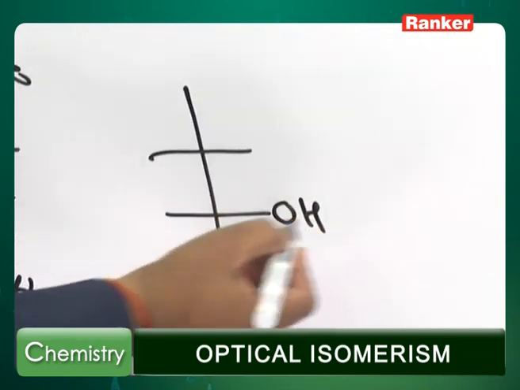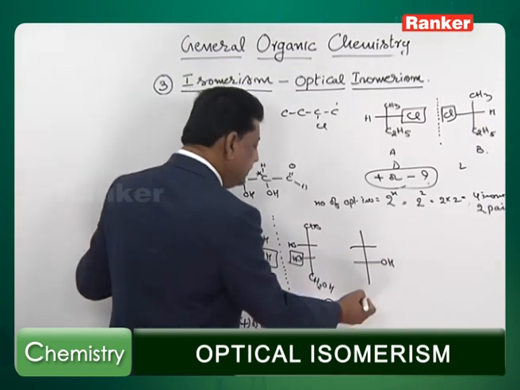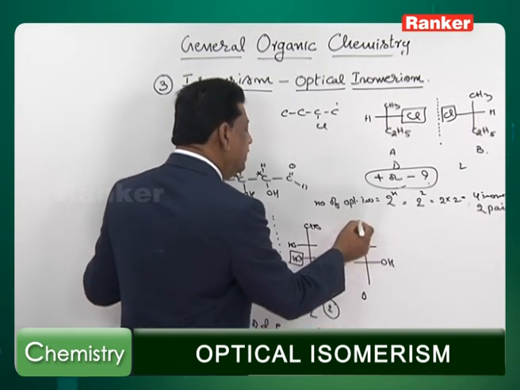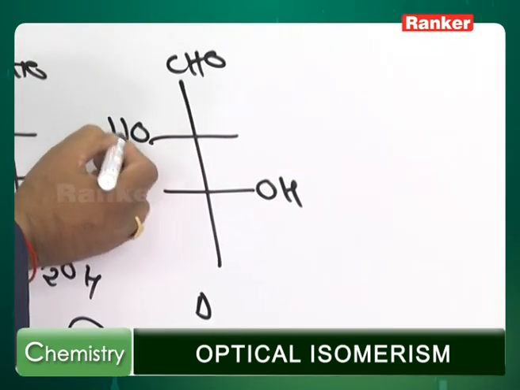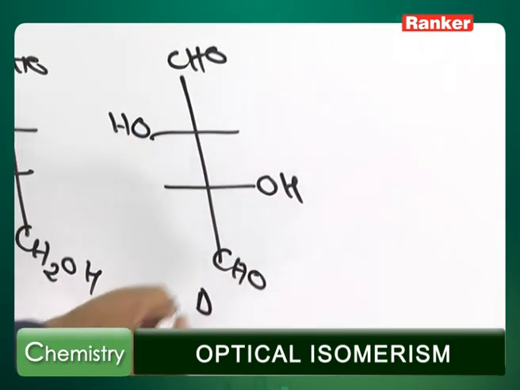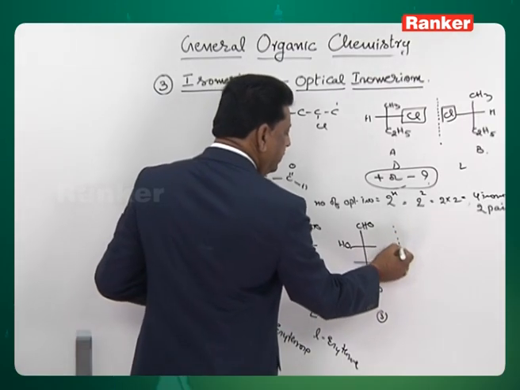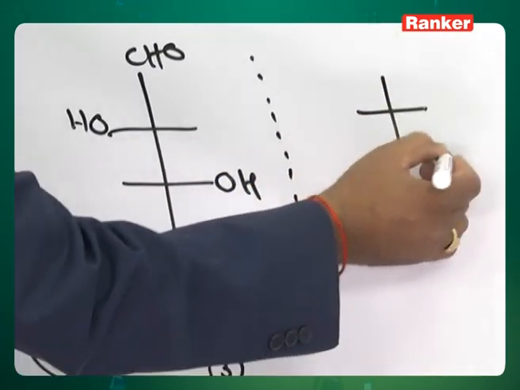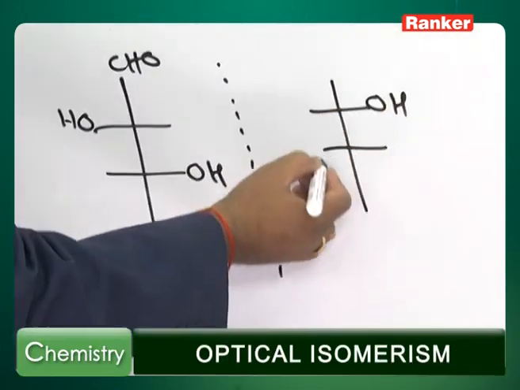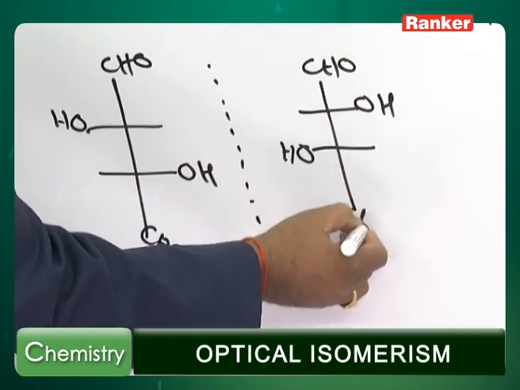The OH, let us keep it as a default. First one as a dextro compound. Once again, it is a dextro compound. The rest you write CHO, and the OH you now write on the opposite side. So, this is compound 3. Its mirror image is compound 4. So, it is the enantiomer of the 3rd compound.